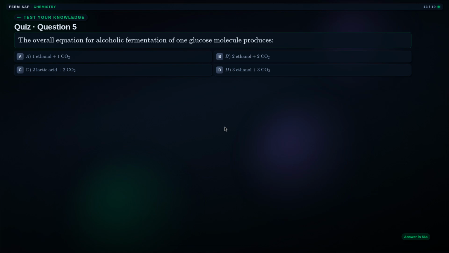Quiz question 5. The overall equation for alcoholic fermentation of one glucose molecule produces what? Option A, 1 ethanol and 1 CO2. Option B, 2 ethanol and 2 CO2. Option C, 2 lactic acid and 2 CO2. Option D, 3 ethanol and 3 CO2. Use the balanced equation for alcoholic fermentation.